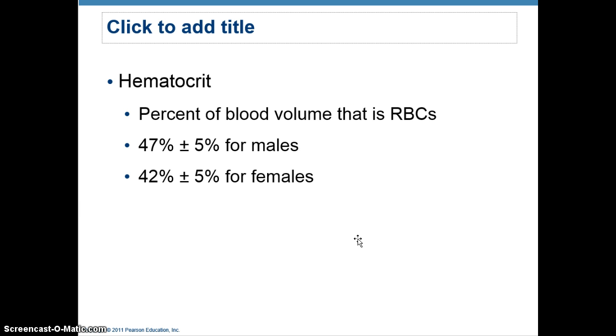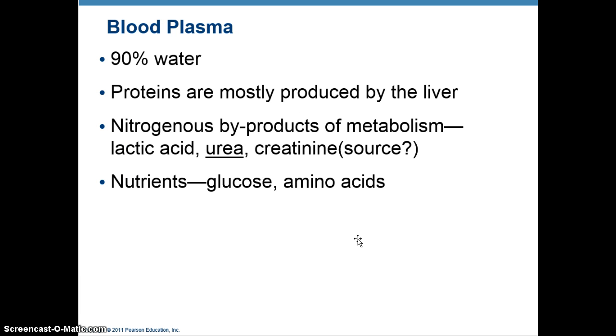These are one of the few numbers that I do want you to keep in mind. Average hematocrit for males, 47% plus or minus 5. Average hematocrit for females, 42% plus or minus 5.